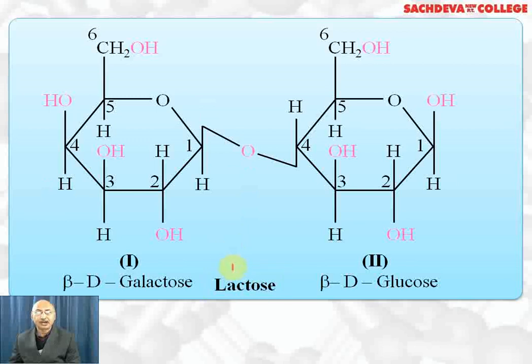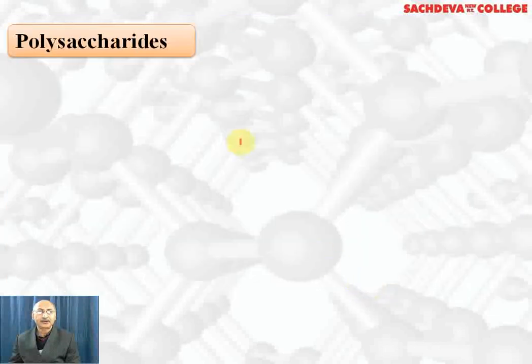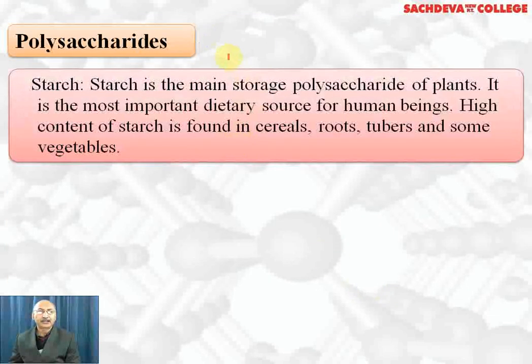Lactose is milk sugar which is made up of beta D galactose and beta D glucose. So lactose, if hydrolyzed in presence of lactase, we will get 1 mole of beta D galactose and another mole of beta D glucose. Next we are taking polysaccharides. Polysaccharides are those which on hydrolysis give a large number of monosaccharide units.